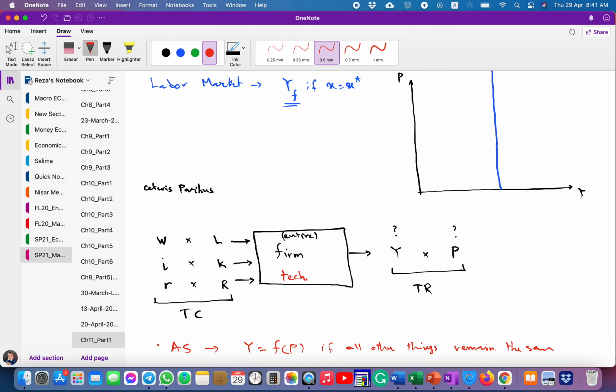So its aggregate supply is actually the short run aggregate supply. We should say this is a short run because we are assuming that the wages are fixed, interest and rents are all fixed, and also the technology is fixed. And the only thing we are going to think of is, if the price goes up, what is going to happen to the y, and if the price goes down, what is going to happen to the output.